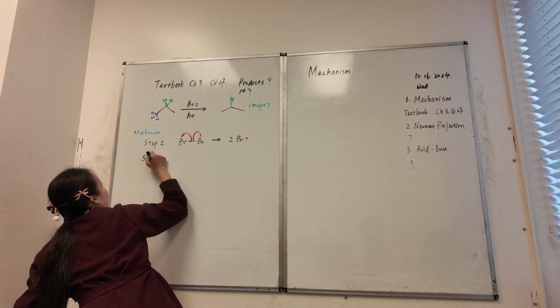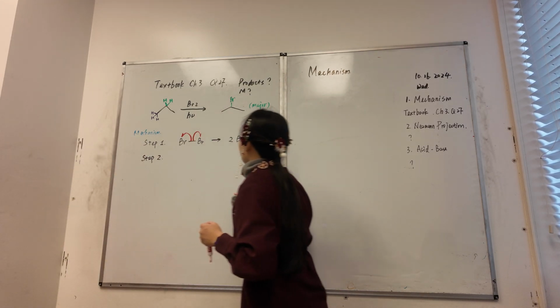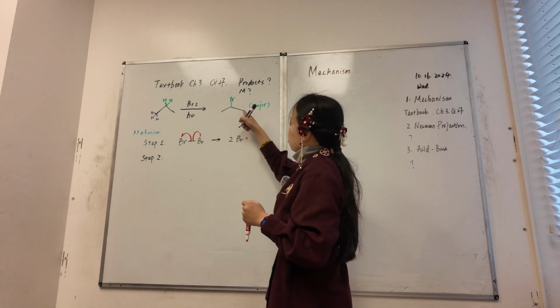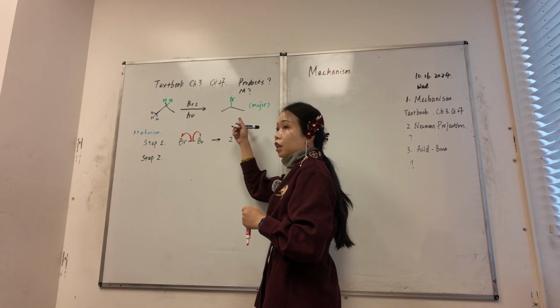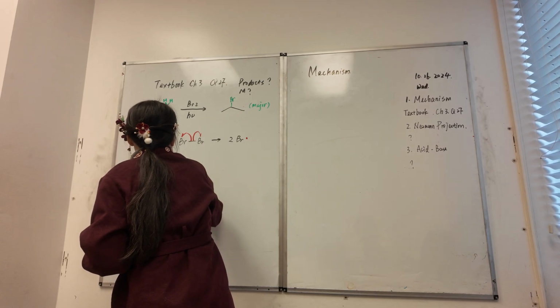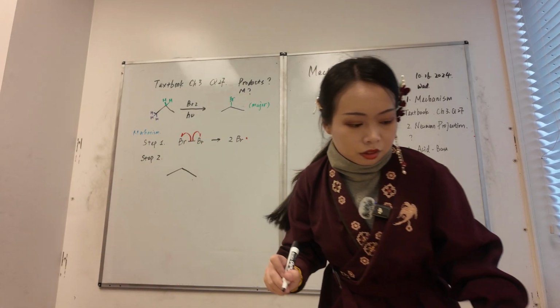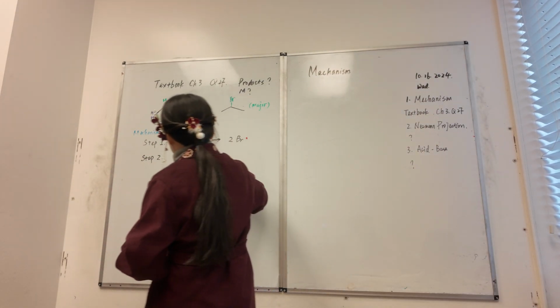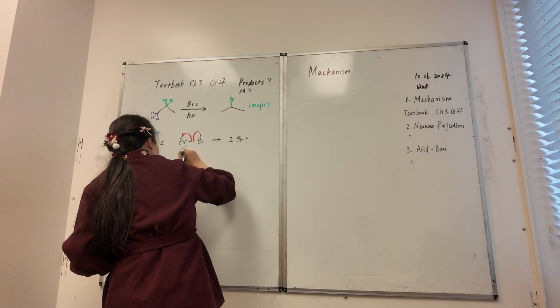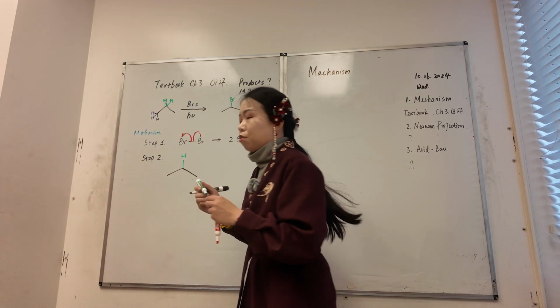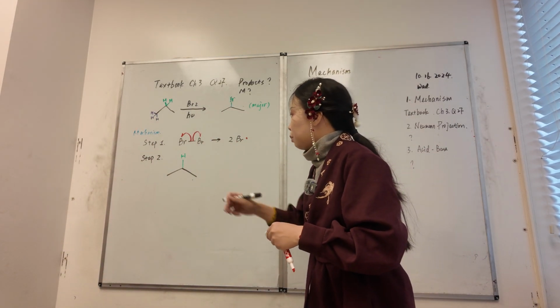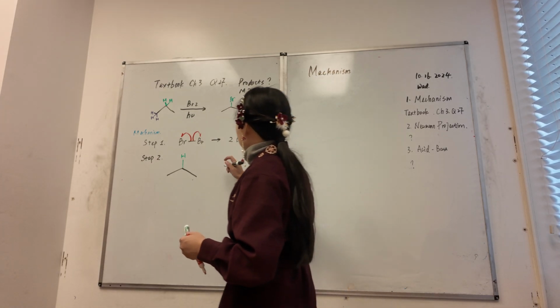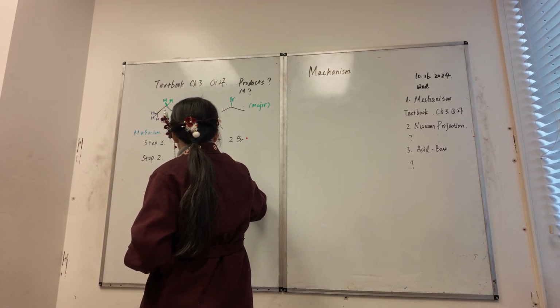Step 2. So now I'm only writing the mechanism of this major one, right? Which means I'm showing one secondary hydrogen. There are two secondary hydrogens, but I'm just showing one of those, with my bromine radical.